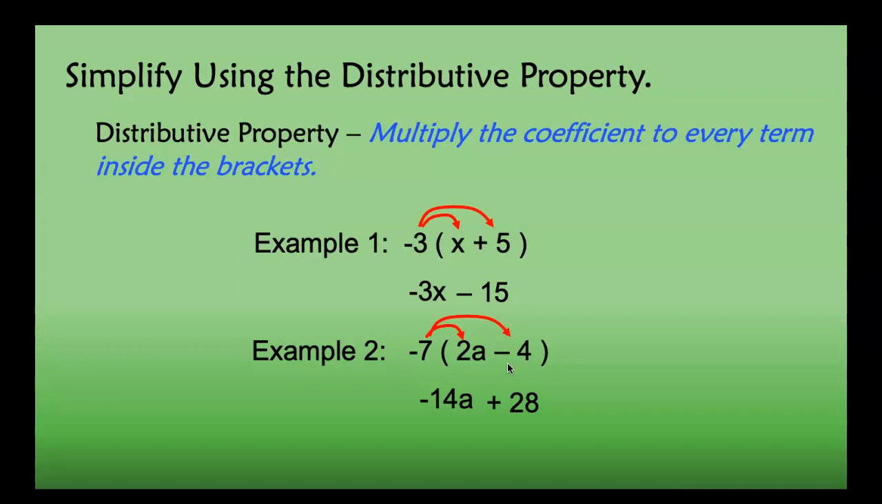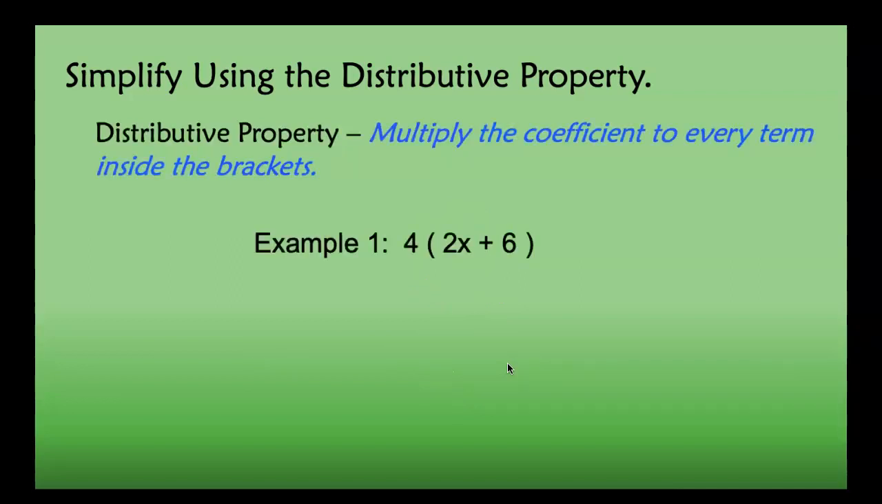Okay, so that's our two examples. Let's move on to the third example. Okay, so you have 4 multiplied to the quantity of 2x plus 6. Again, you're going to do it slowly, term by term inside the bracket. 4 multiplied by 2x is 4 times 2 is 8, and then just copy the variable x and then move to the second term inside the bracket, which is 6. So you multiply the coefficient to 6. 4 multiplied by 6 is plus 24, and then you are done.